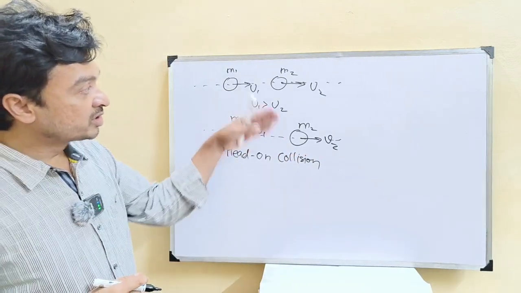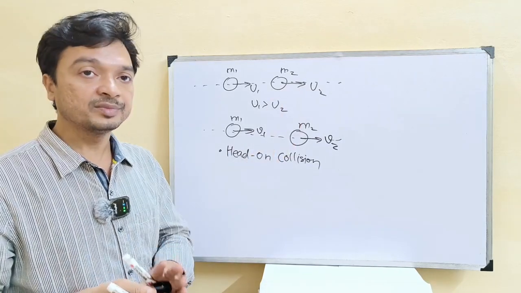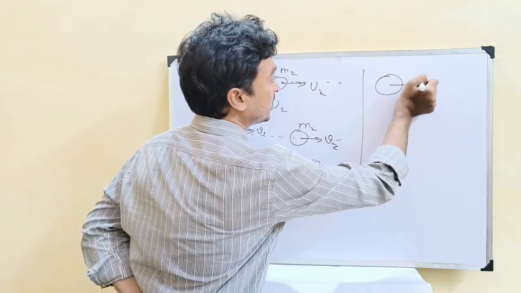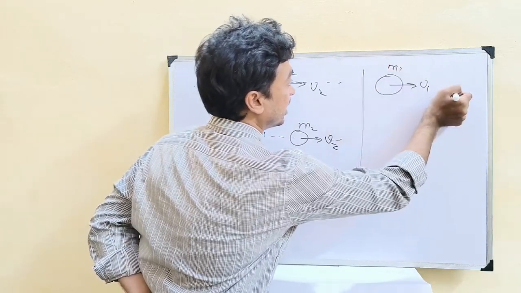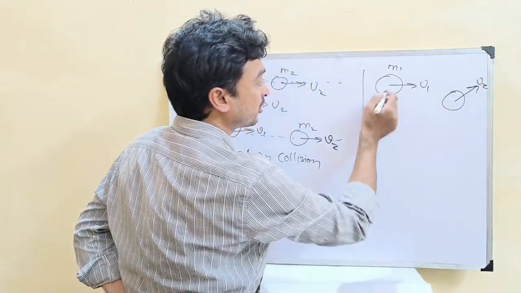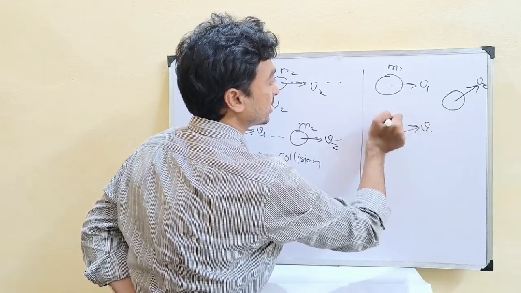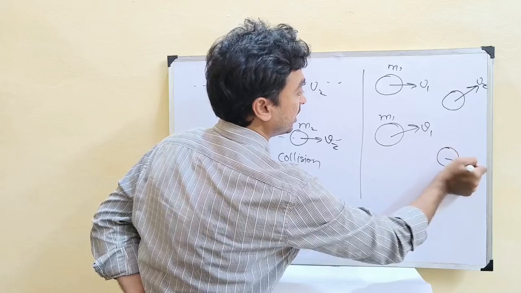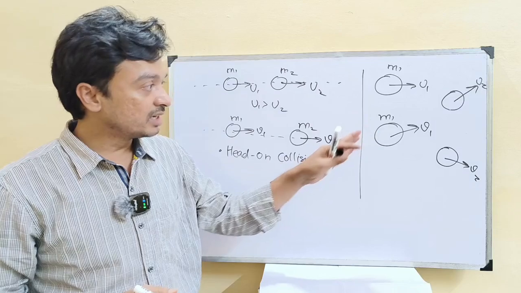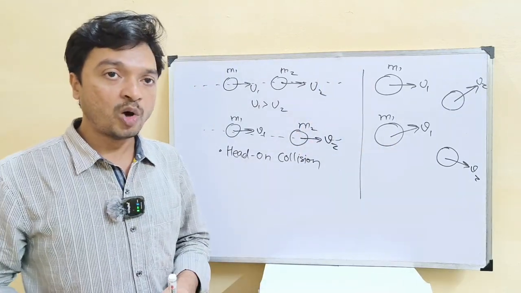When velocities are not along the line joining the centers of mass, those types of problems come under oblique collision. You can see this type of example: one object is moving in this direction and another object is moving in this direction. After collision, this object is moving in this direction and the other object is moving in this direction. Velocities before and after collision are not along the same line joining the centers of mass. This type of collision is oblique collision.